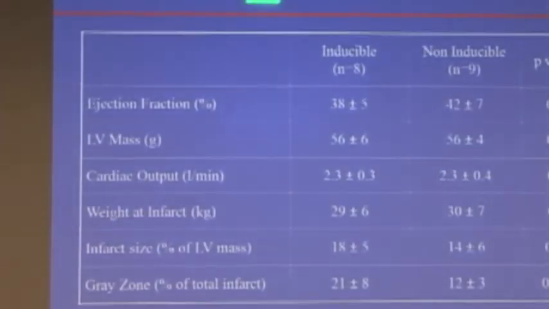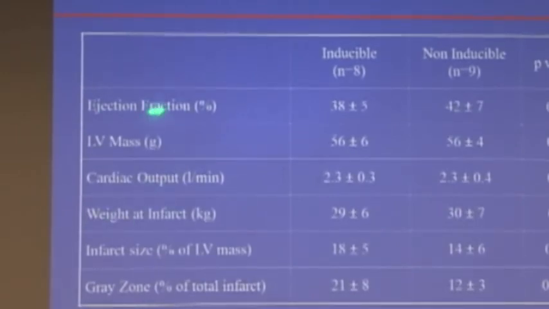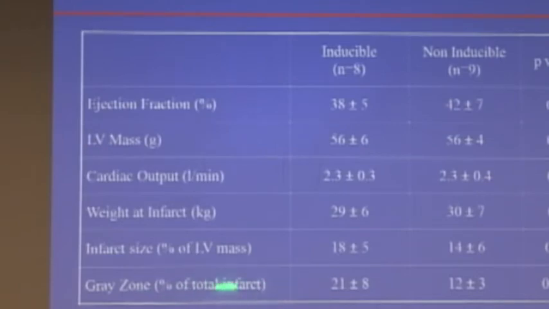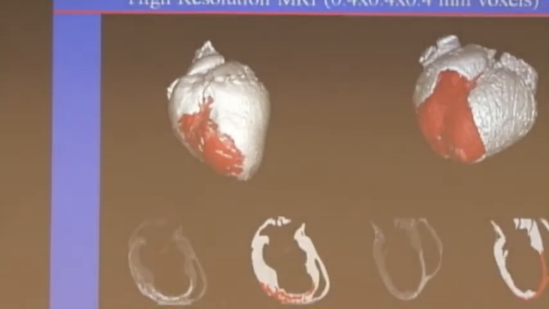So then, again, inducible versus non-inducible animals, they looked at ejection fraction, mass, and again only really the gray zone separated the inducible from the non-inducible animals. So then, at the end of these experiments, we did very high resolution MR imaging. And these obviously are ex vivo, non-moving hearts. You can't get this kind of resolution in vivo yet.